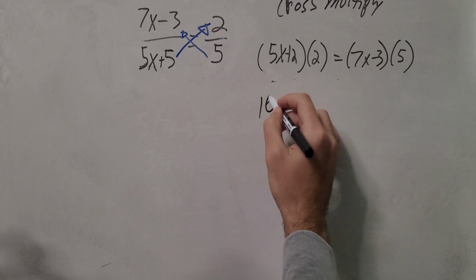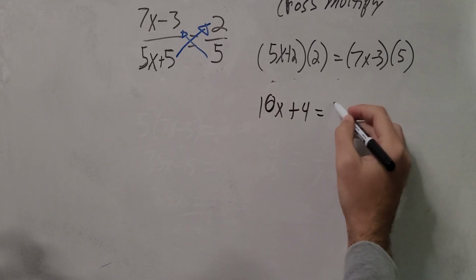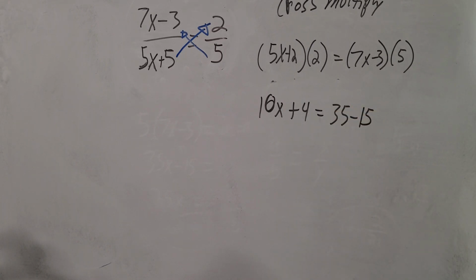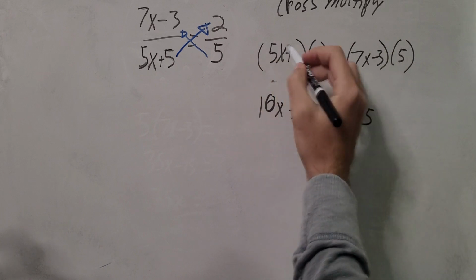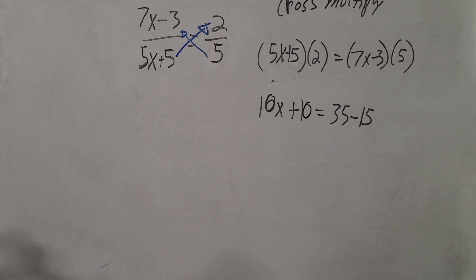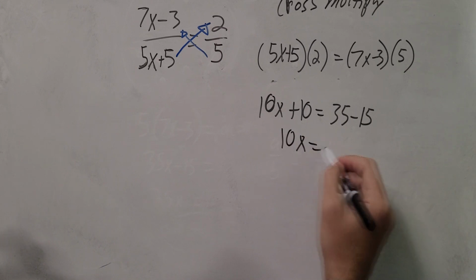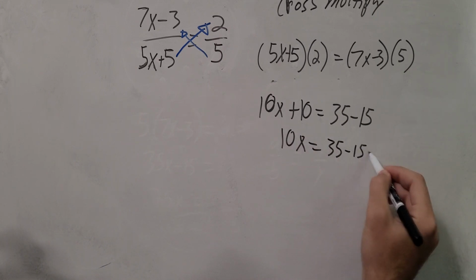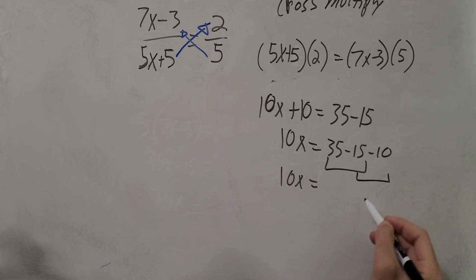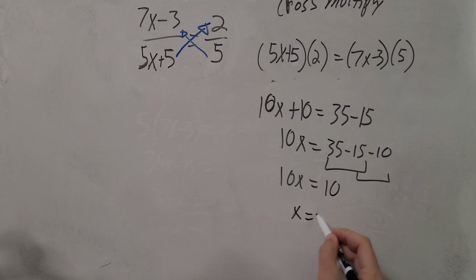We could do 10x plus 4 equals 35x minus 15. Wait a minute. Oh, I put 5x plus 2. I'm sorry. Guys, it's 5x plus 5. My bad. So that's 10x plus 10 equals 35x minus 15. Yep, we got 10x equals 35 minus 15 minus 10. 10x equals, let's see, that's 20. And then minus another 10, that would be 10. And so we divide both sides by 10. We get x equals 1. All right. So, see, we get the same answer there.